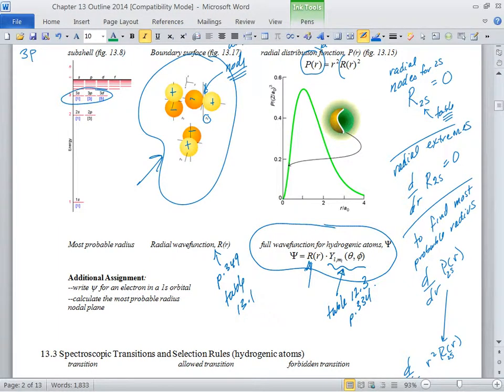So if you just specify an L and an M sub L, then you can write the entire wave function for hydrogenic atoms.